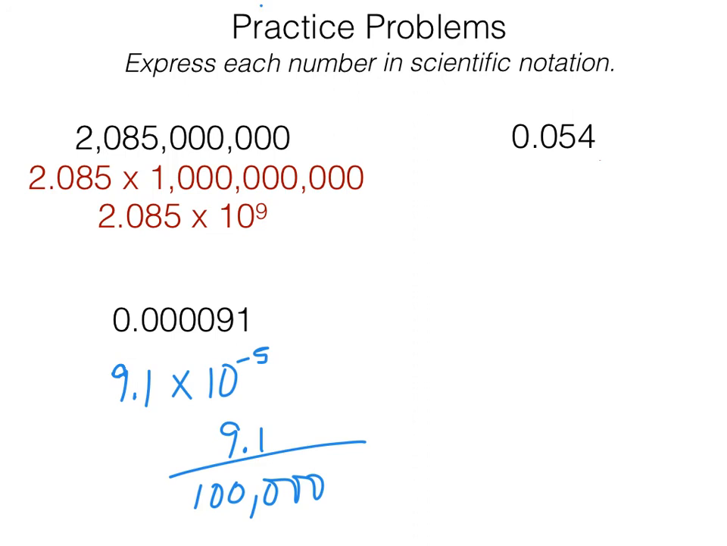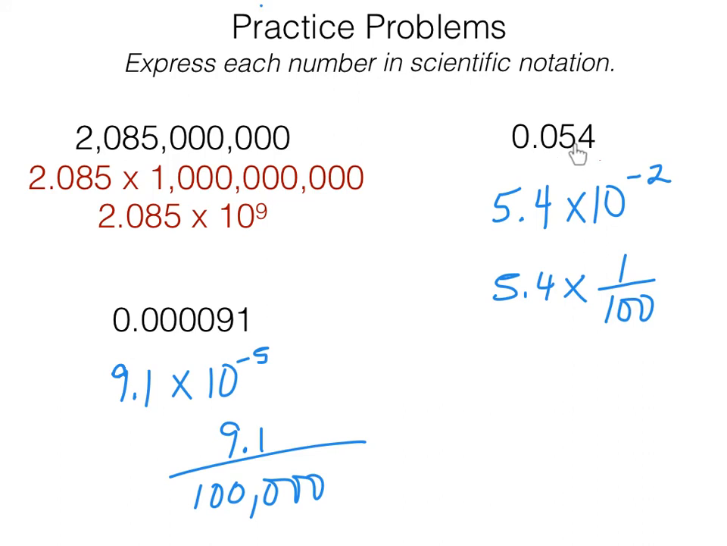And our final one, a little bit easier. We're only going to be moving it over 2 place values. So it'll be 5.4 times 10. And since it's less than 1, it's going to be negative 2, which is equivalent to multiplying 5.4 times 1 over 100. And of course you can see that here, tens, hundreds.